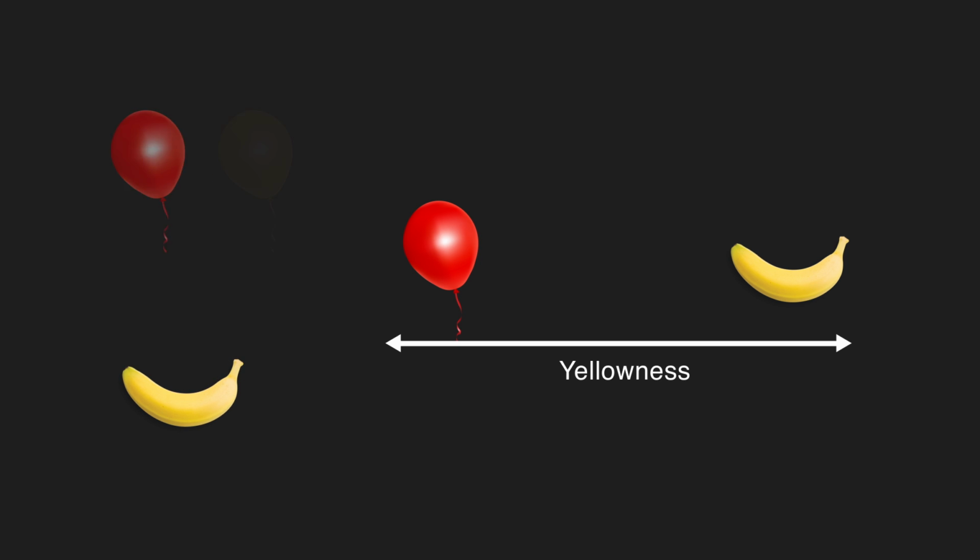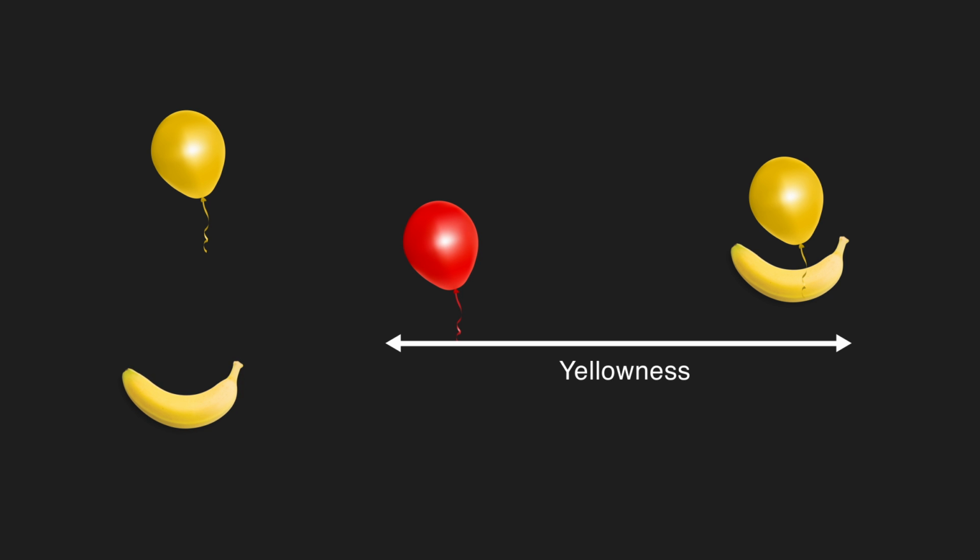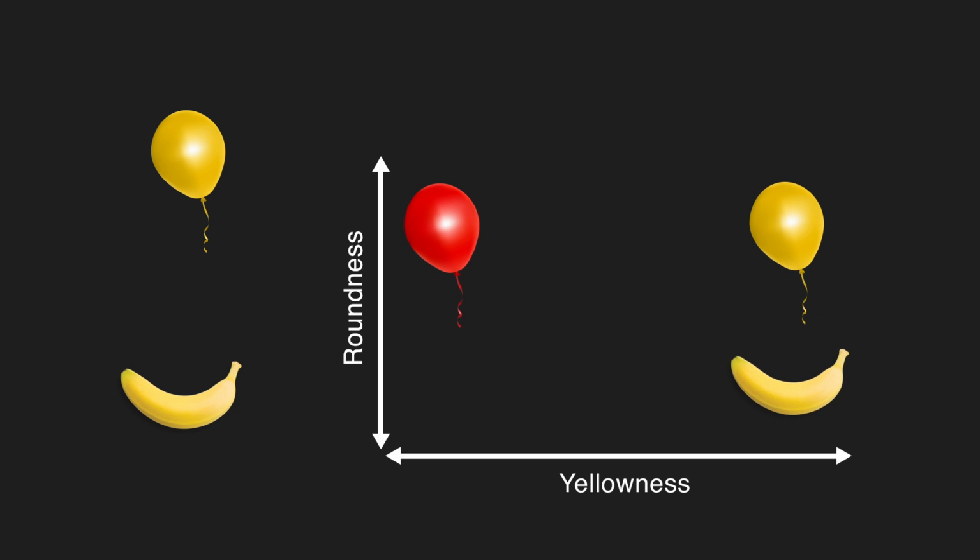But then, what if we run into this? Now, our yellowness metric isn't very good at separating bananas from balloons. We need a different variable. Let's add an axis for roundness. Now, we've got a two-dimensional space with the round balloons up here and the banana over there.